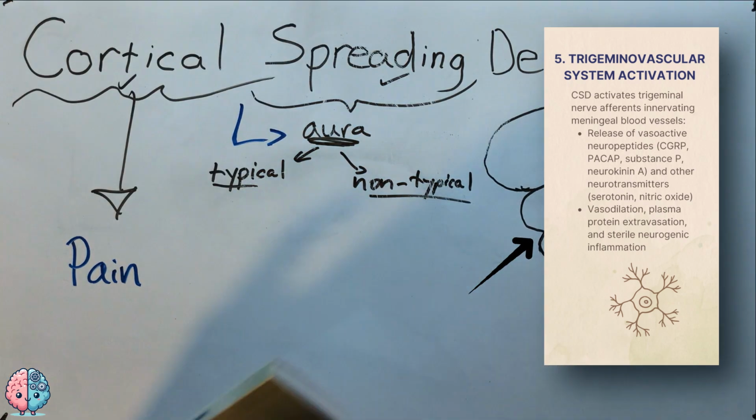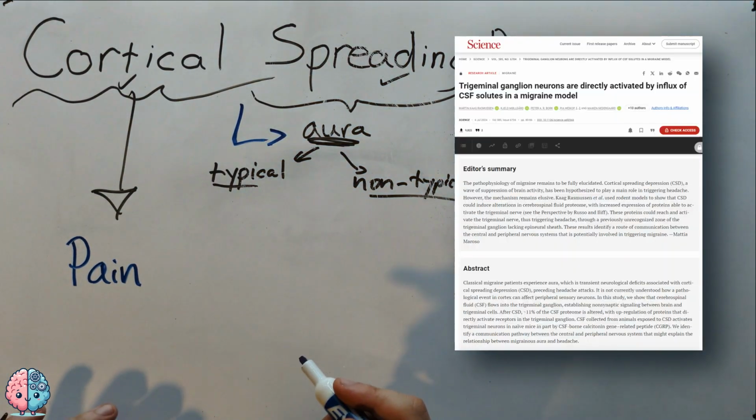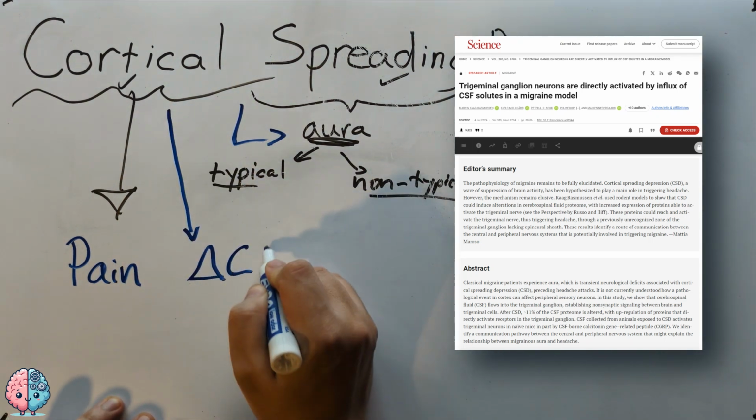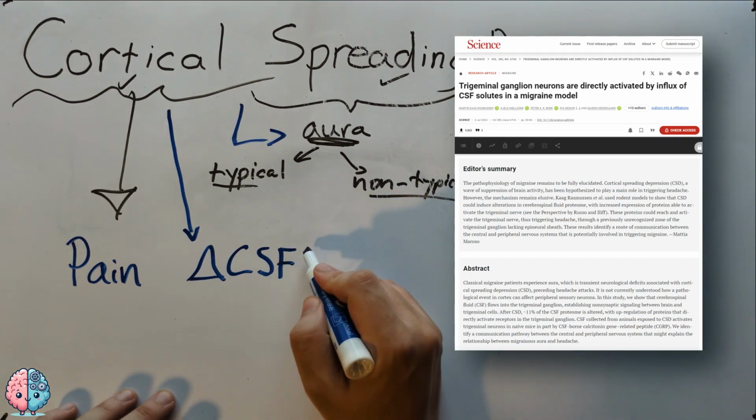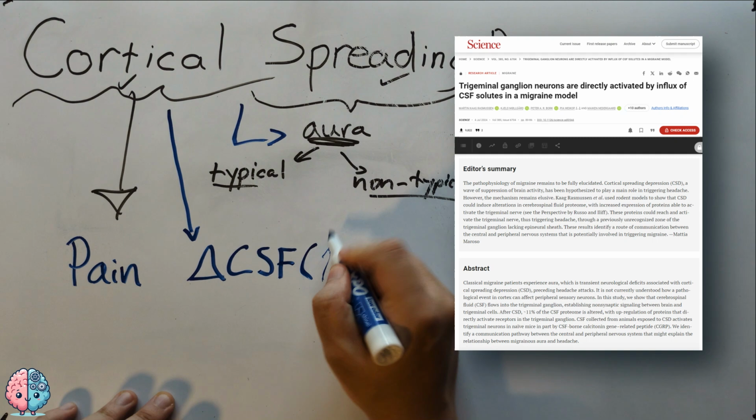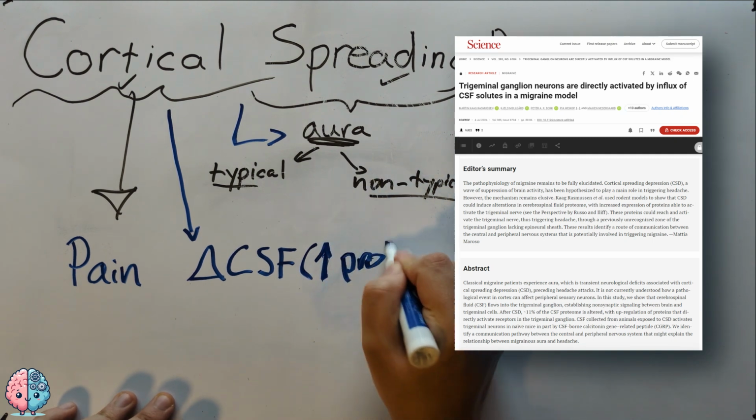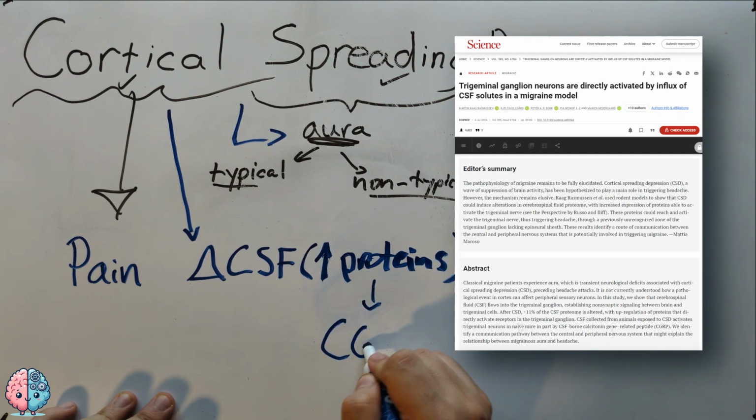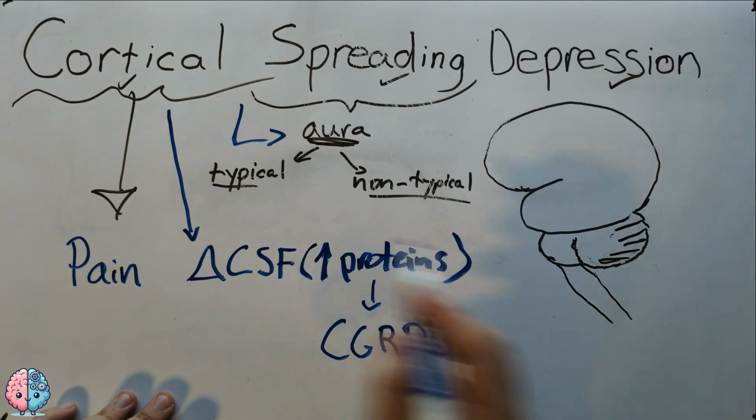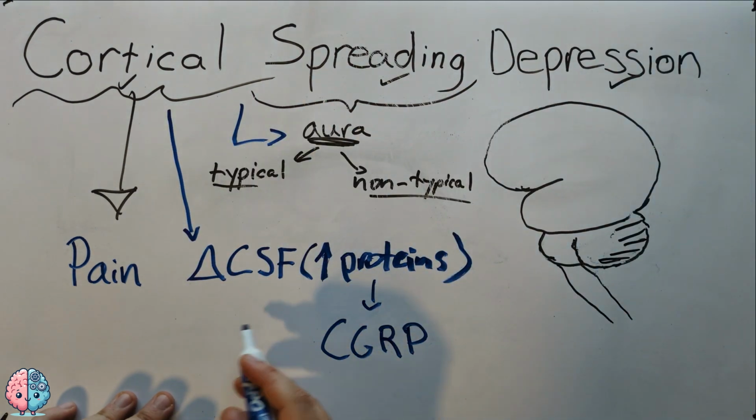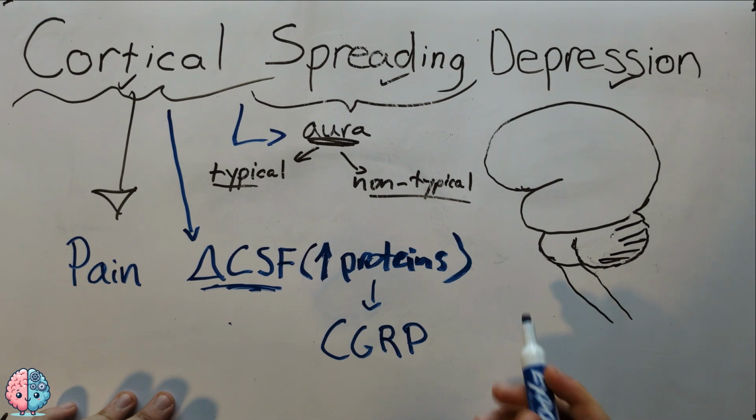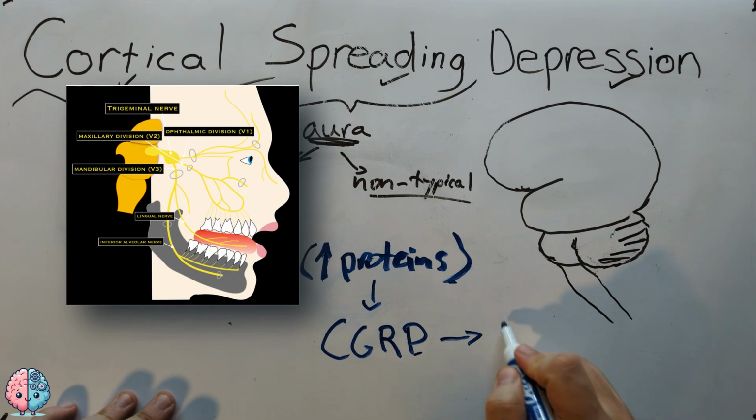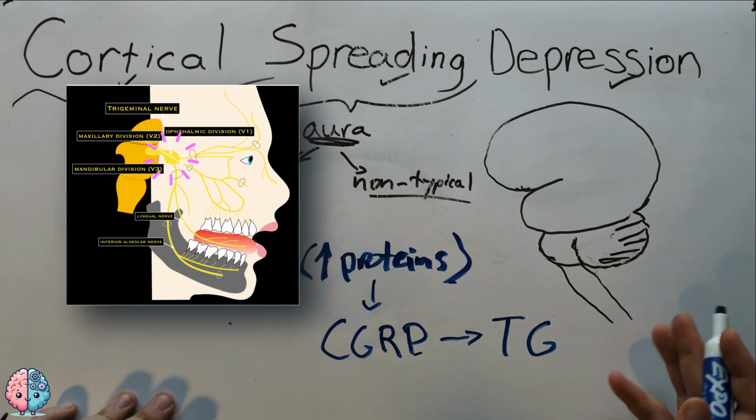And according to new research, it also leads to changes in CSF composition. Now, these changes include elevated proteins or elevation in certain proteins. And one of the most common ones we know that is involved with migraine pain is CGRP. So cortical spreading depression actually causes changes in CSF composition, increasing proteins like CGRP that then find its way into the trigeminal ganglion, thereby causing the pain.